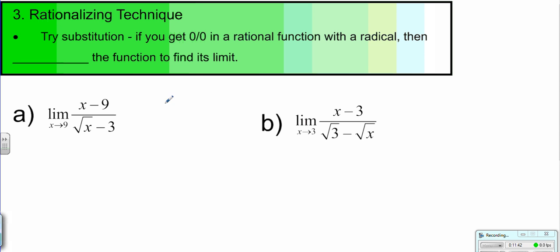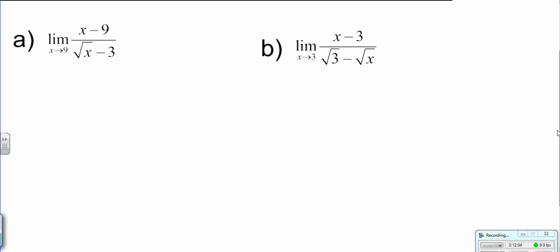Rationalizing technique. When factoring doesn't work, or if I have a rational function with a radical in it, I may want to try the rationalizing technique. So I may want to try and rationalize the function to find its limit, especially when I get that 0 over 0. This technique often works.